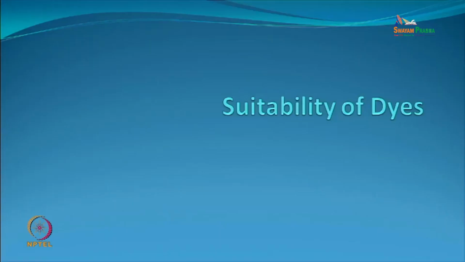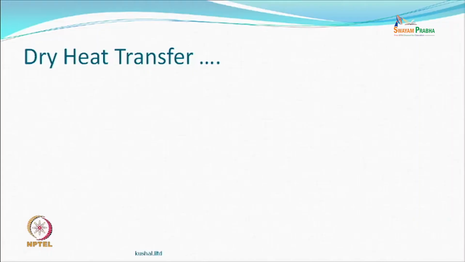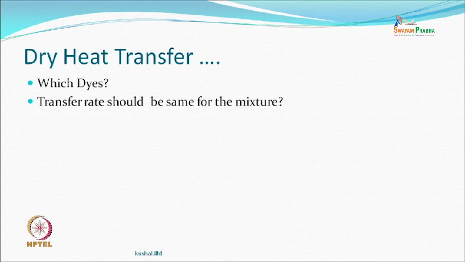So after this, we can look at some of the characteristics of the dyes. We call them dyes because they are dyes, and you can appreciate that paper is only being used as a medium of transfer. So this dye is not actually for printing on paper, it's only printing on paper for transfer. So the dye is exactly the dye that we are interested in for the textile. And we are looking at dry heat transfer. Which dyes is the question we may try to appreciate. Obviously, it has to be a dispersed dye. The transfer rate should be the same for the mixture.